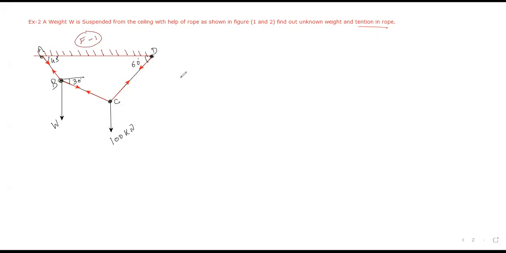Okay, so now we have to calculate the unknown weights. Now again we will apply the same procedure. Let me draw a free body diagram of the different joints, starting from joint C.